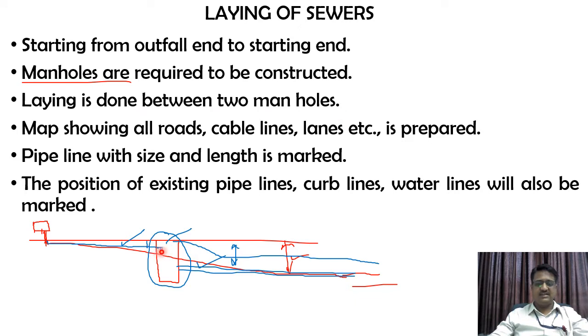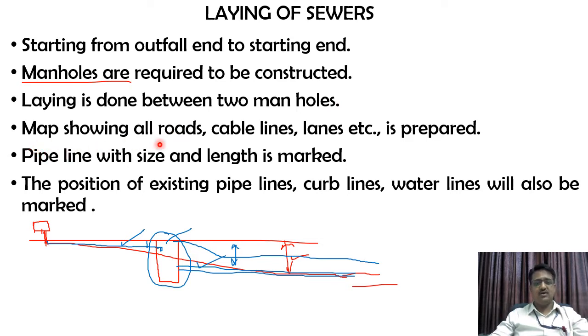Basically, what you are trying to do is minimize the amount of cutting for the laying of these pipelines. You construct these manholes at a respective length, and you try to connect one manhole with another manhole with n number of sewer connections. So this is how you continue with the sewer laying work.